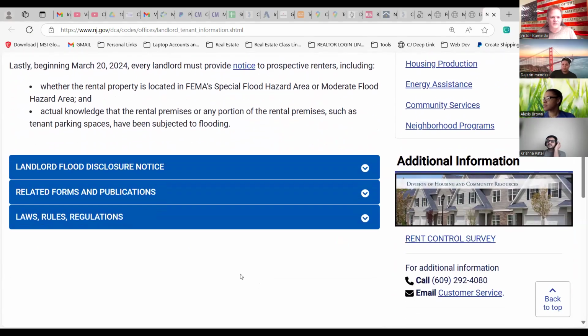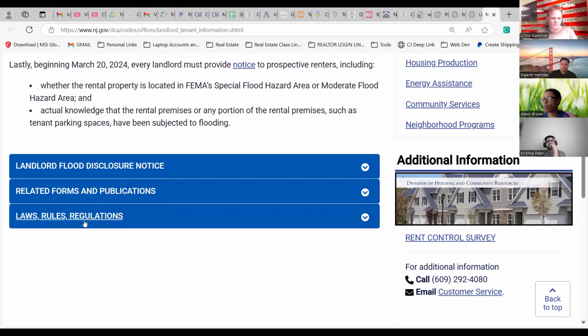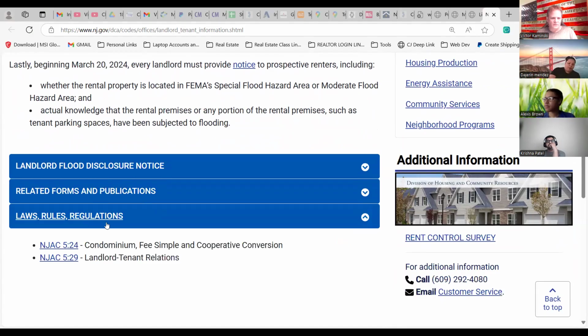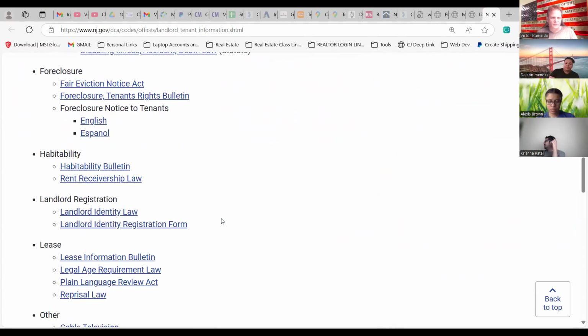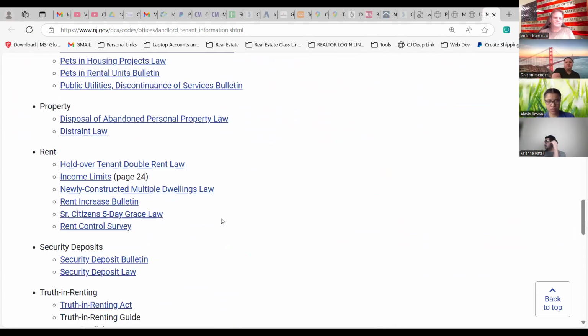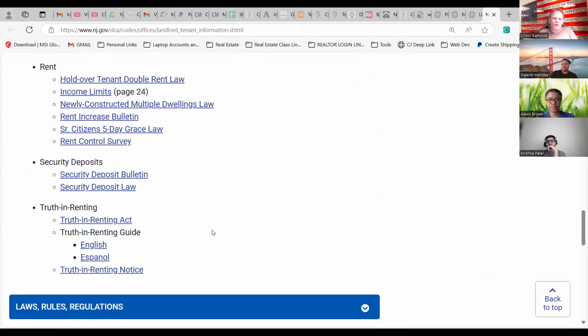Okay. Let's see, landlord flood insurance, related form publications, and here you go. Covers all kinds of issues. Or if you like, you can download the old-fashioned booklet guide in English or Spanish right down here.